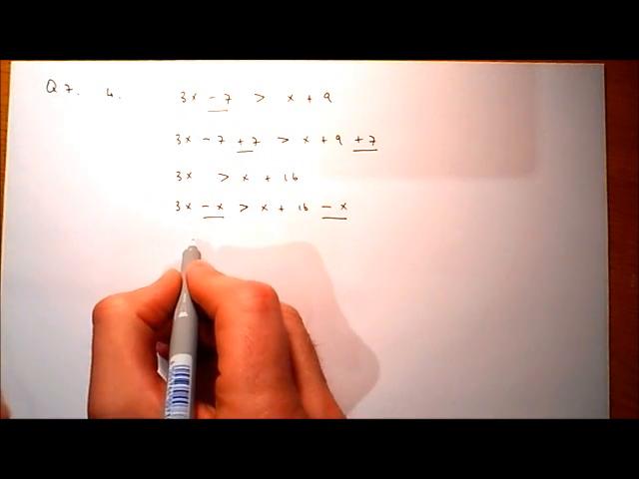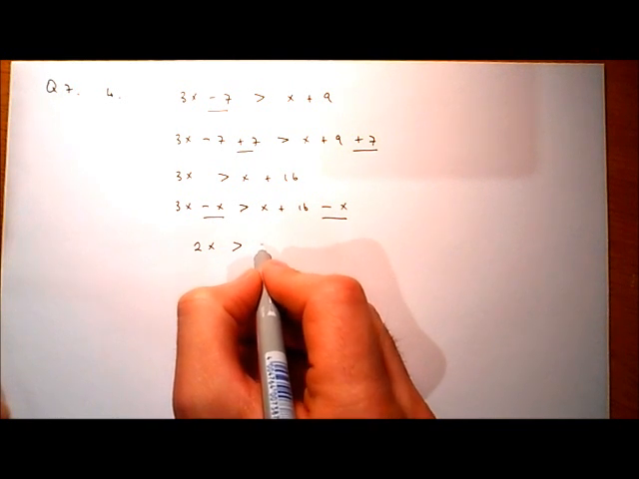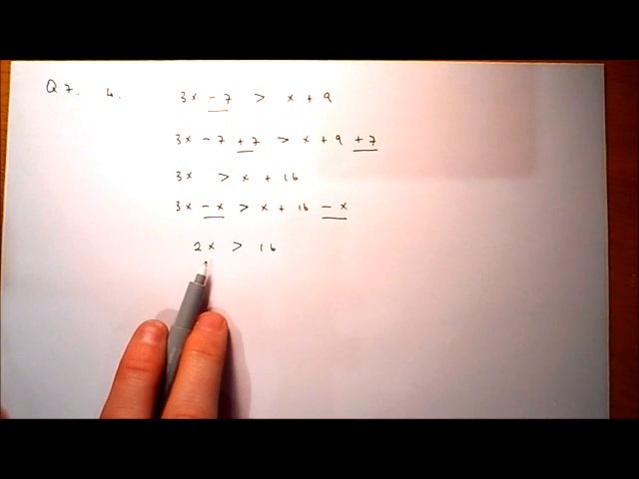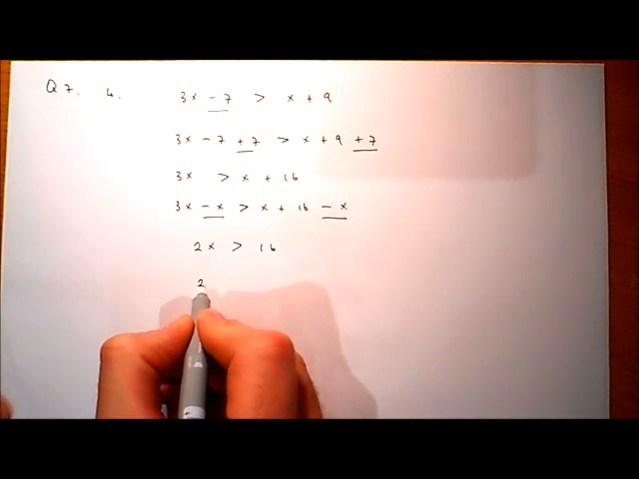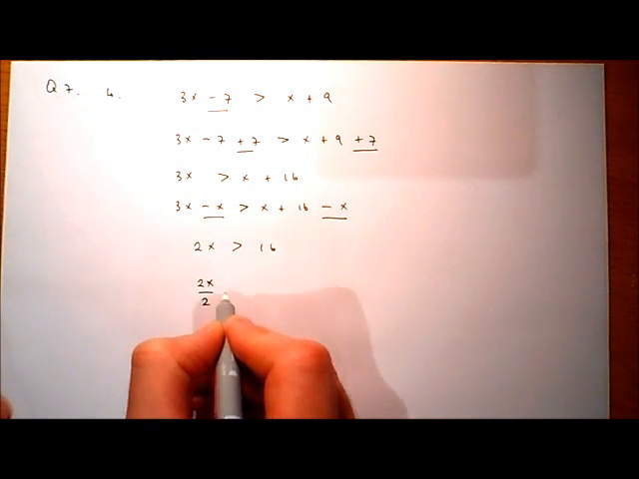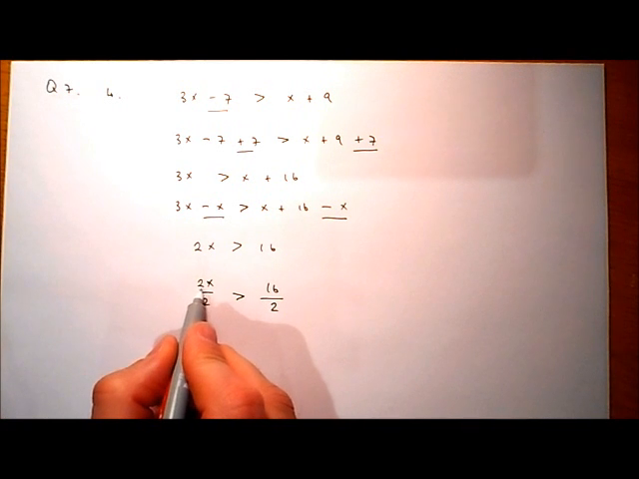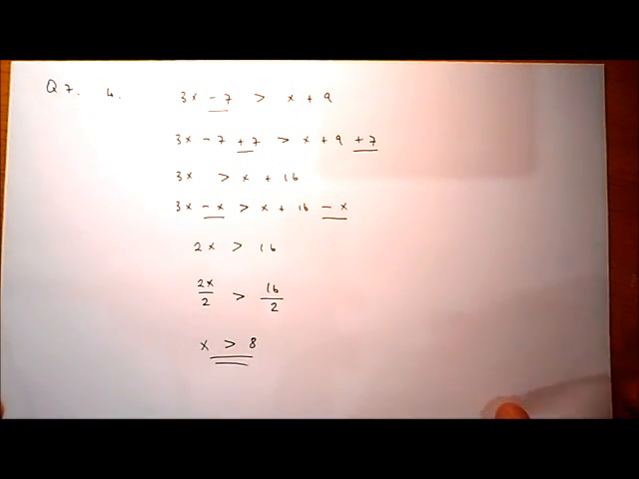So now I've got 3x minus x gives me 2x is bigger than, and x minus x gives me 0, so I'm left with 16. I want to get x by itself, and here I'm multiplying x by 2, so I'm going to do the opposite. I'm going to go 2x divided by 2 is bigger than, and I'm going to divide the other side by 2 as well. Now I'm multiplying by 2 but also dividing by 2, so I'm left with x is bigger than 16 over 2, which is 8. So here's the answer.